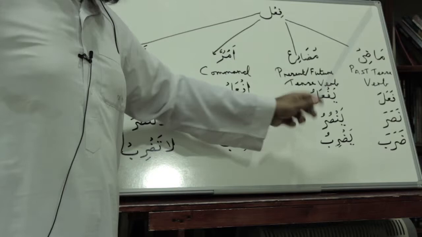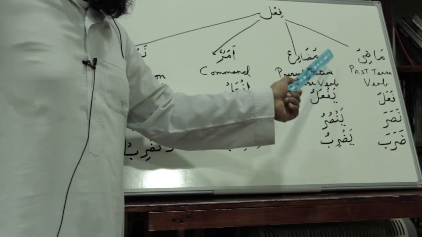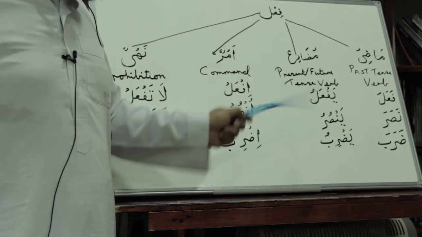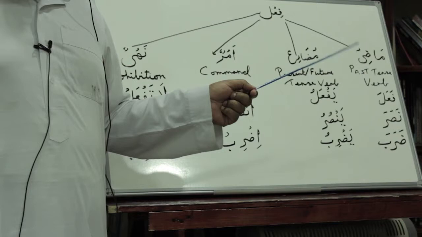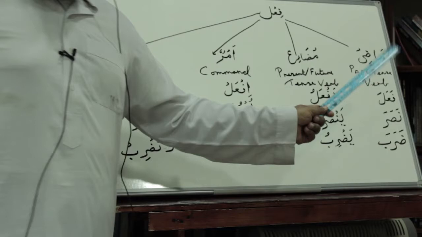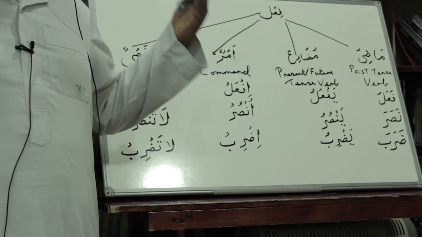So it is a word which denotes a doing in past tense. So the definition of mazi is a word which denotes a doing in past tense. So for example, fa'ala. Fa'ala means he did. So doing something in the past.